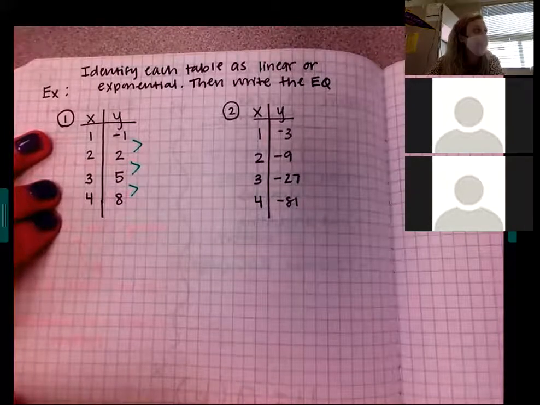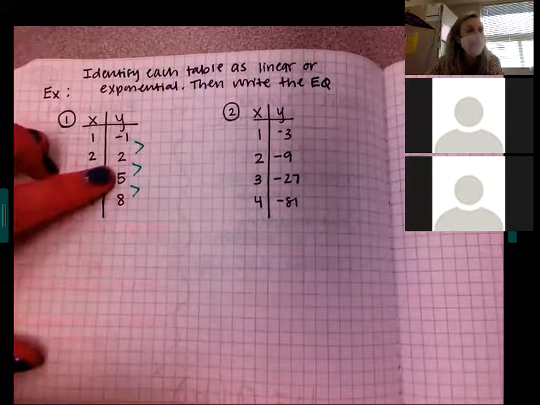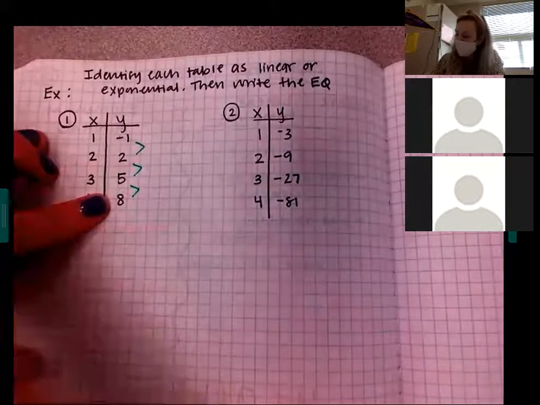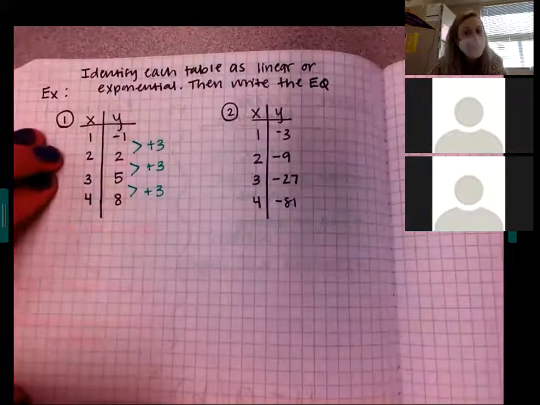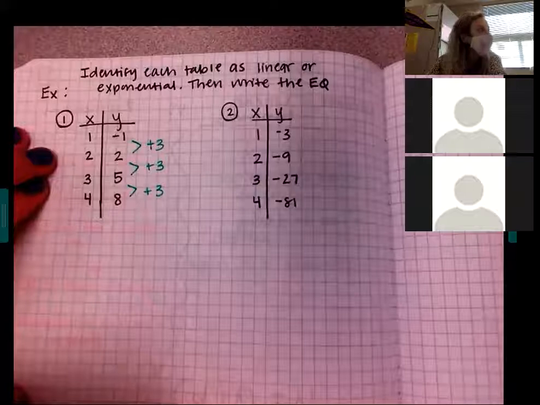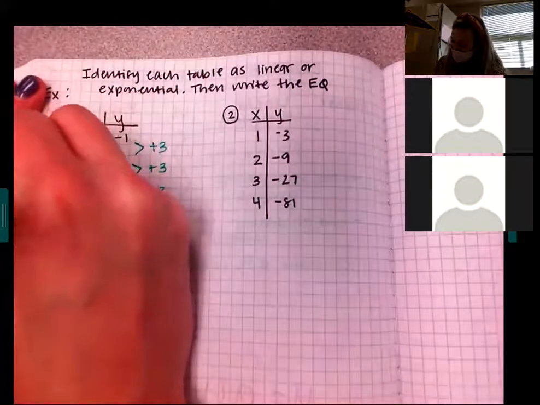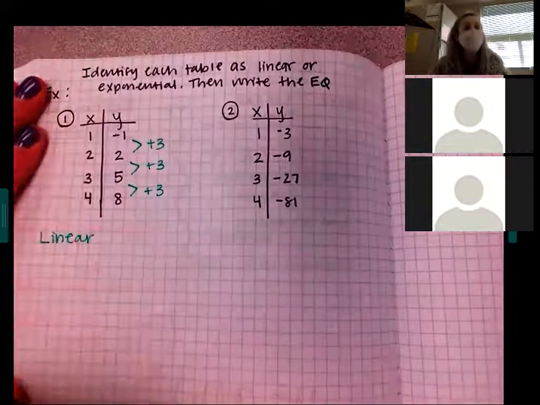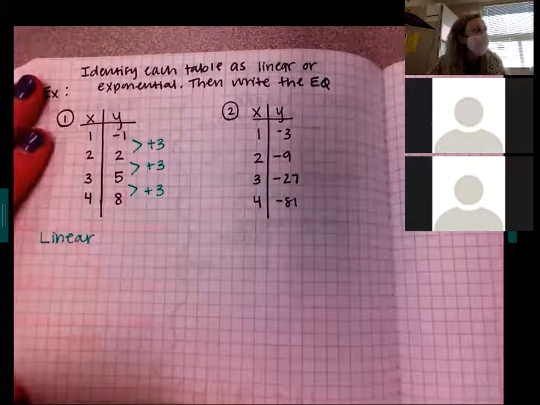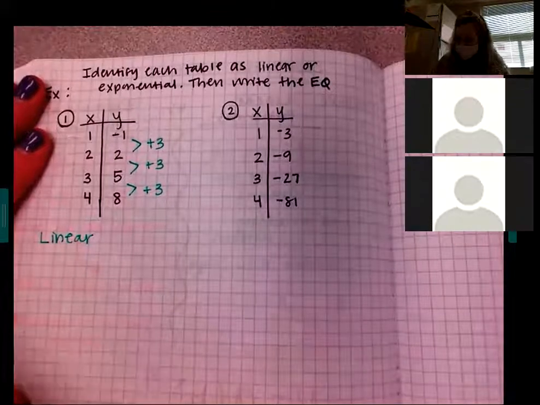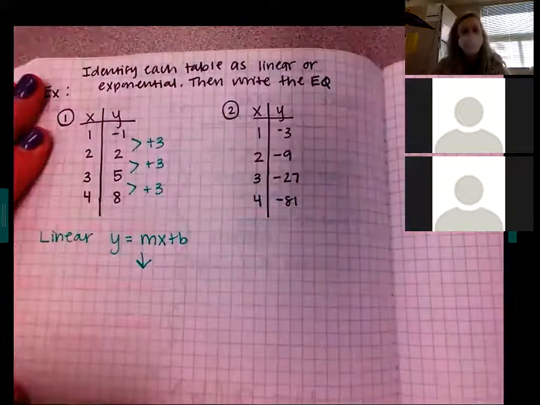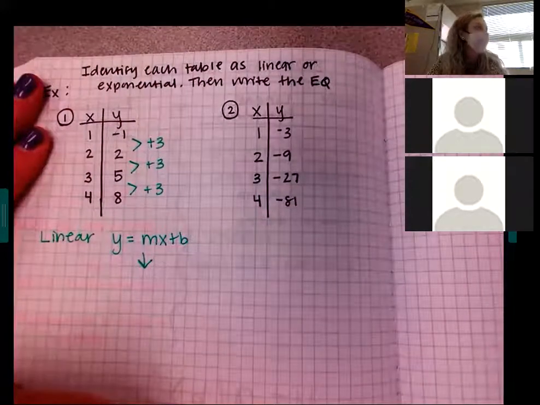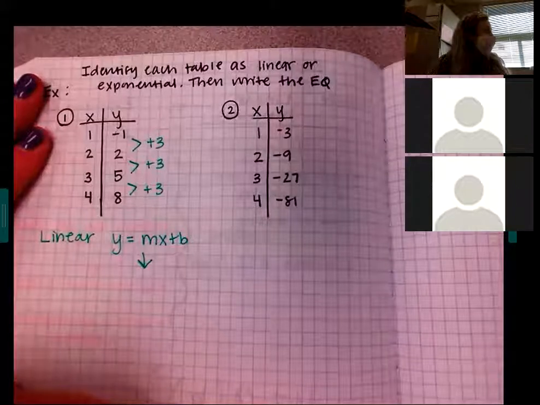If you look in table 1 and you look how we get from each number to the next, what pattern do y'all see? So how do we get from 2 to 5? How do we get from 5 to 8? What do y'all see? Good. +3. If we are adding 3, what kind of function is number 1? Linear. So when we write the equation for a linear function, what should it look like? mx plus b. So we're going to write the equation in a minute. Very good. Y'all already know how to do that, right? I hope so, because we spent almost 2 months on it, right, Curtis?